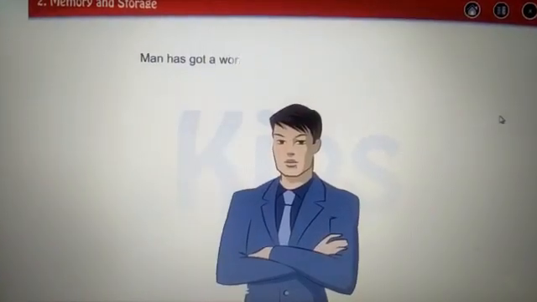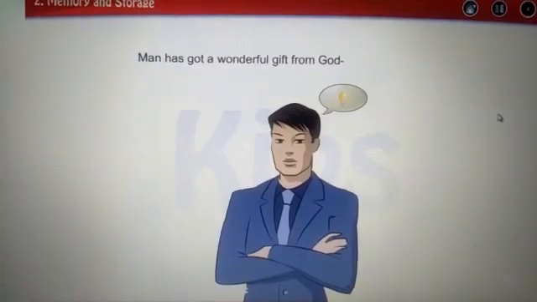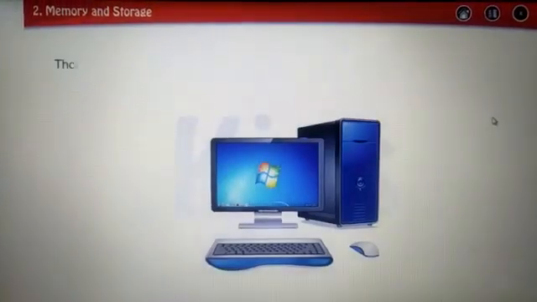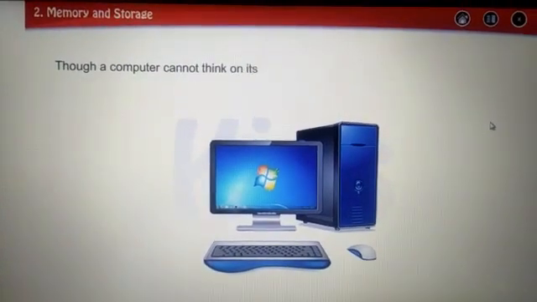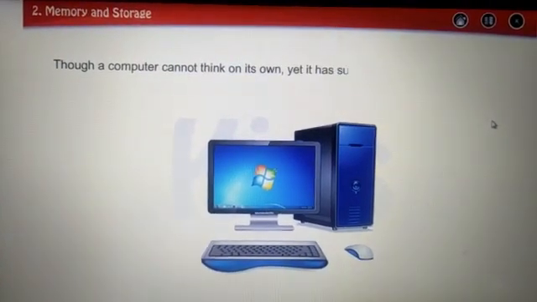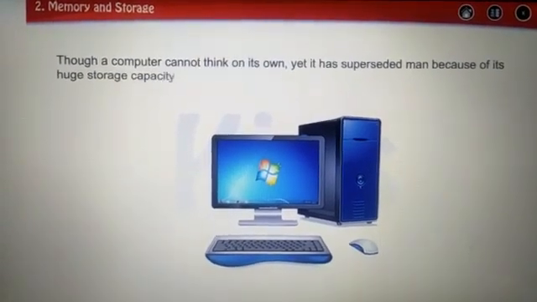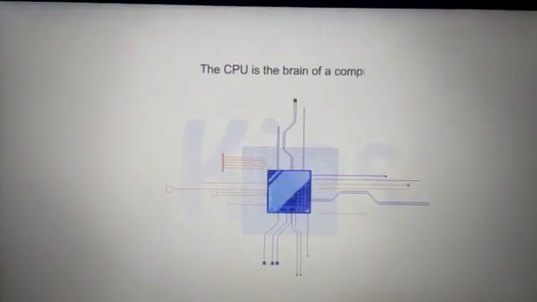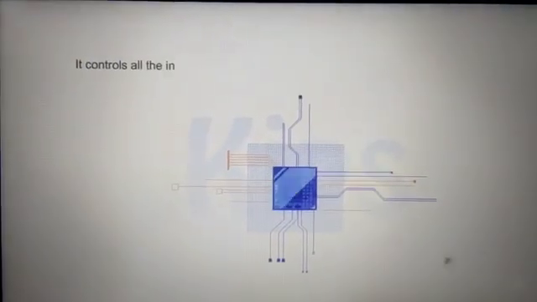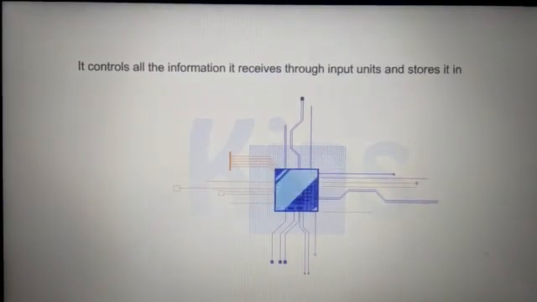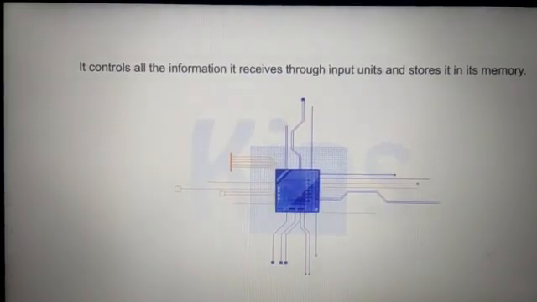Man has got a wonderful gift from God, which is the ability to think. Though a computer cannot think of its own, yet it has superseded man because of its huge storage capacity. The CPU is the brain of a computer. It controls all the information it receives through input units and stores it in its memory.